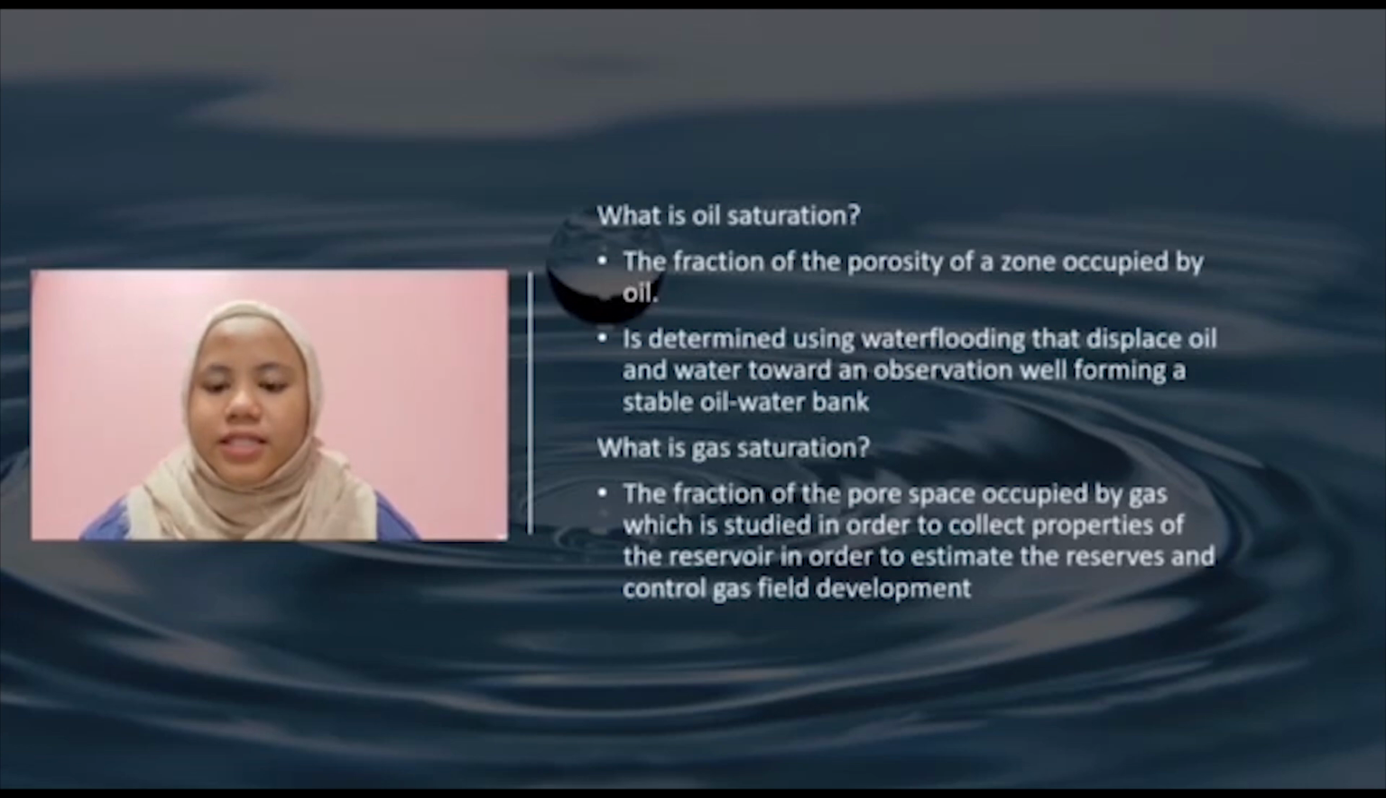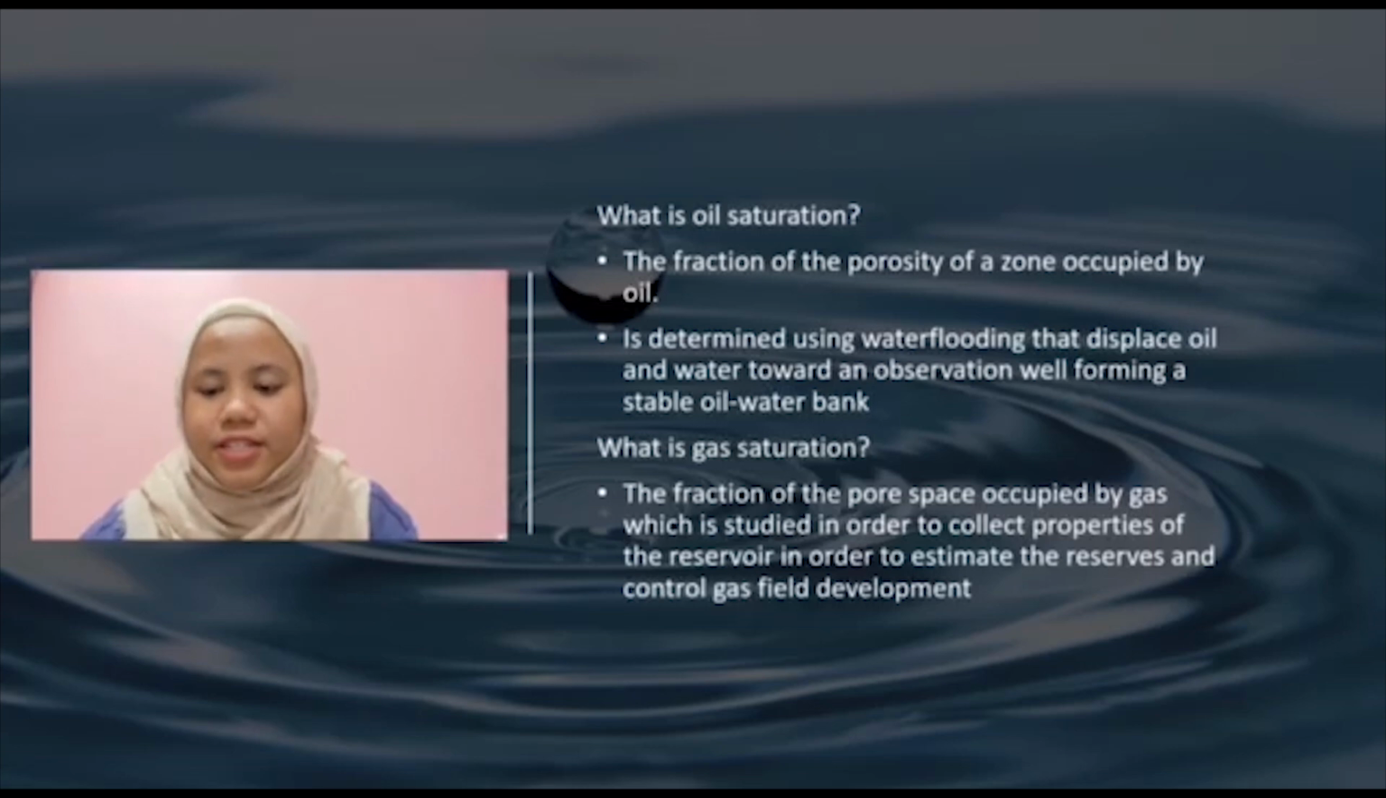Most oil reservoirs contain some connate water. Oil saturation is determined using water flooding that displaces oil and water toward an observation well, forming a stable oil-water bank. Water flooding tends to leave a low oil saturation in high permeability zones and high oil saturations in tighter zones. Major causes of this are the lithology of the reservoir and capillary pressure trapping force.